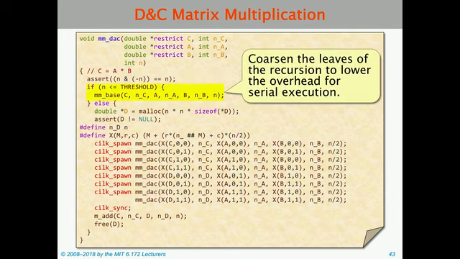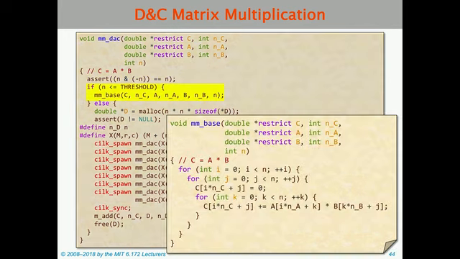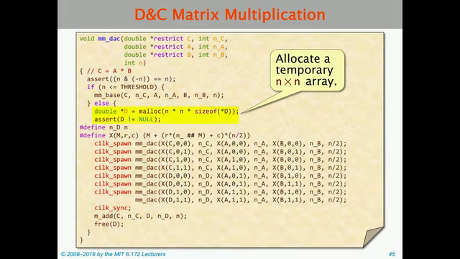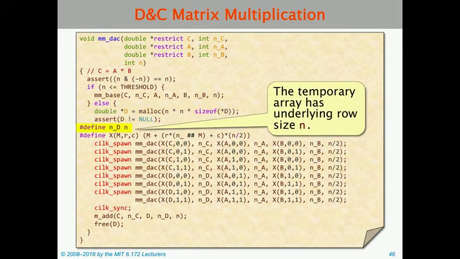And then we're going to coarsen the leaves with a base case. The base case just goes through and solves the problem for small n, just with a typical triply nested loop. And what we're going to do is allocate a temporary n by n array, and then define the temporary array as having underlying row size n.